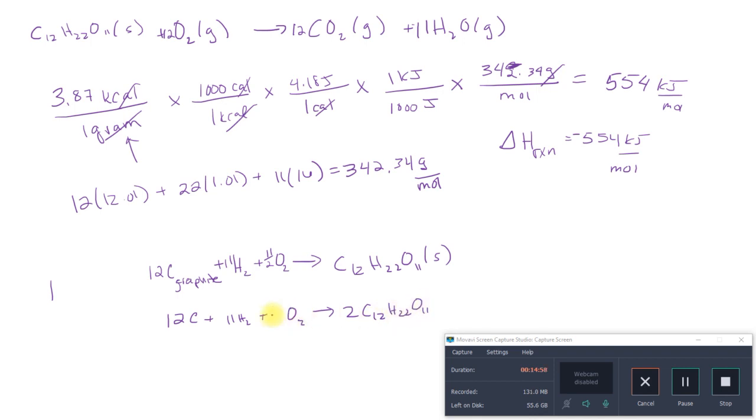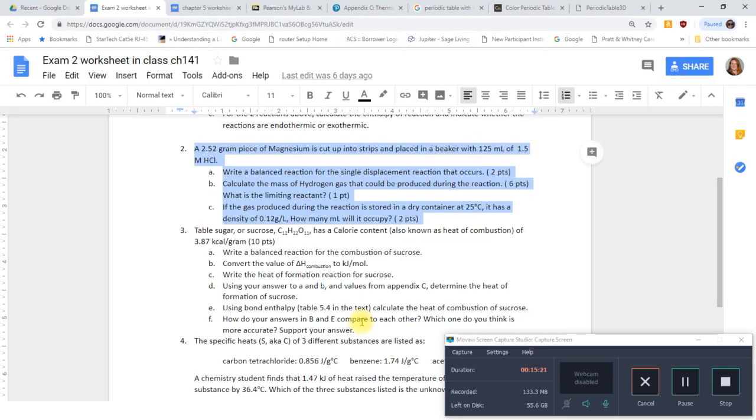Okay, so if you do that, then it would be 11 here, 22 here, and 24 here. And that is technically the balanced reaction, but it's not a heat of formation reaction because that has to specifically form only one molecule. Okay, so this is the best one. Sometimes when I'm doing these, I write the balanced reaction properly, and then I realize, oh, I gotta go back and divide everything by 2 to get the heat of formation reaction.